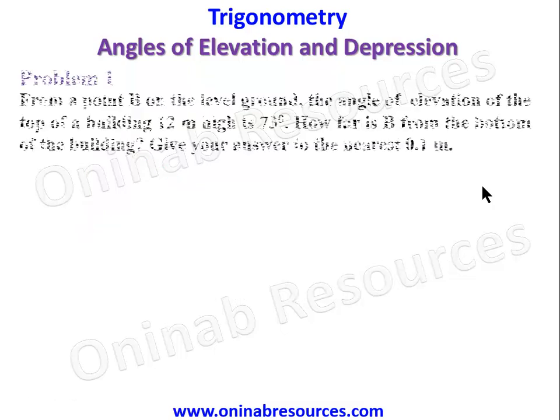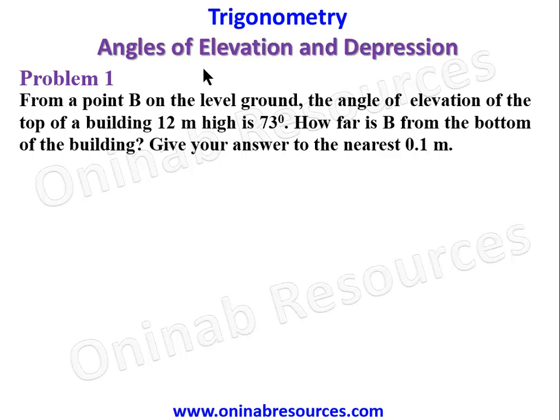So we go to problem 1. Problem 1: from a point B on the level ground, the angle of elevation of the top of a building 12 meters high is 73 degrees. How far is B from the bottom of the building? Give your answer to the nearest 0.1 meters. That is going to be 1 decimal place.